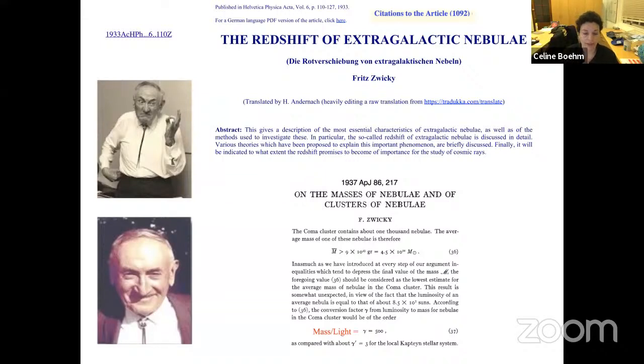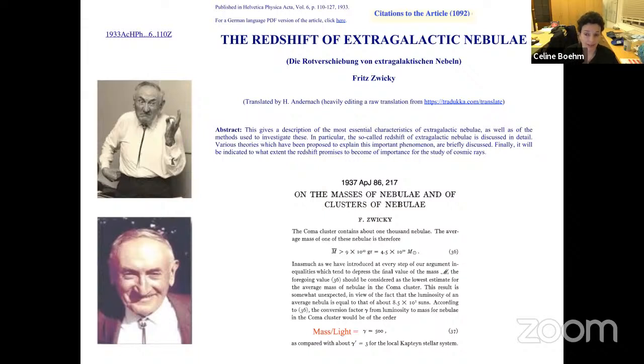And so he gave, in the abstract, he said, this gives a description of the most essential characteristic of extragalactic nebula, as well as of a method used to investigate this, fine. And then he said, in particular, the so-called redshift of extragalactic nebula is discussed in detail. Various theories which have been proposed to explain this important phenomenon are briefly discussed. Finally, it will be indicated to what extent the redshift promised to become important for the study of cosmic ray.